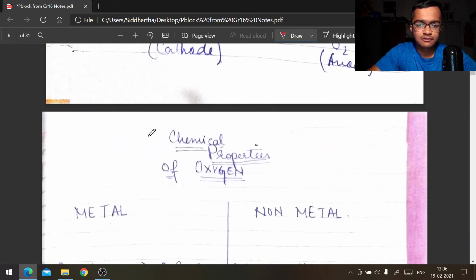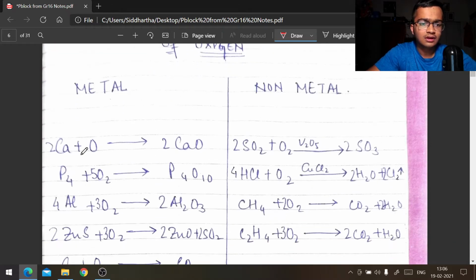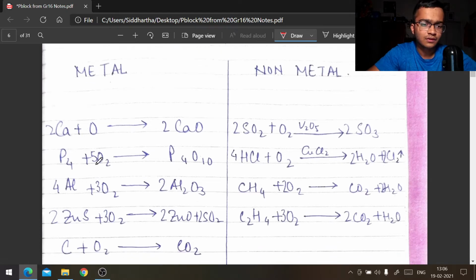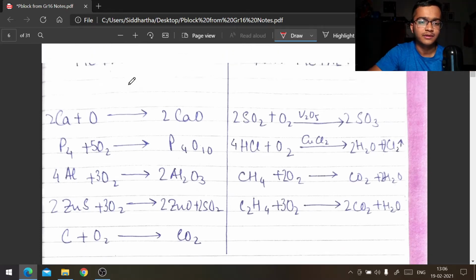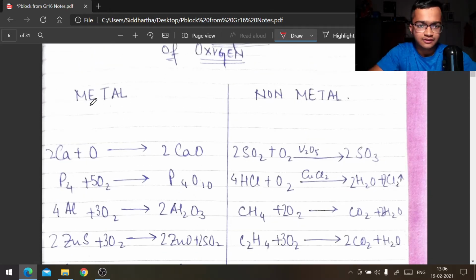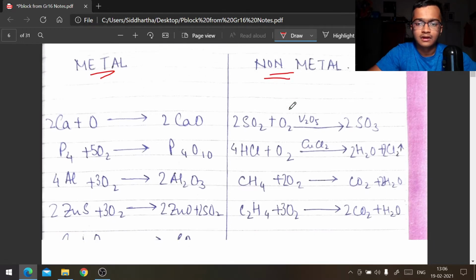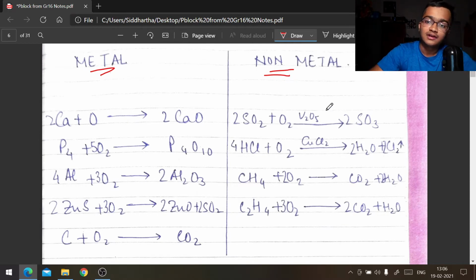Now chemical properties of oxygen. 2Ca plus O2 gives 2CaO, and P4 plus 5O2 gives P4O10. Keep this in mind: reaction with metal and reaction with non-metal. If you take sulfur in presence of vanadium pentoxide, this is a process for the manufacture of H2SO4. We will deal with it in the upcoming section. Just now, this is your H2SO4 preparation.